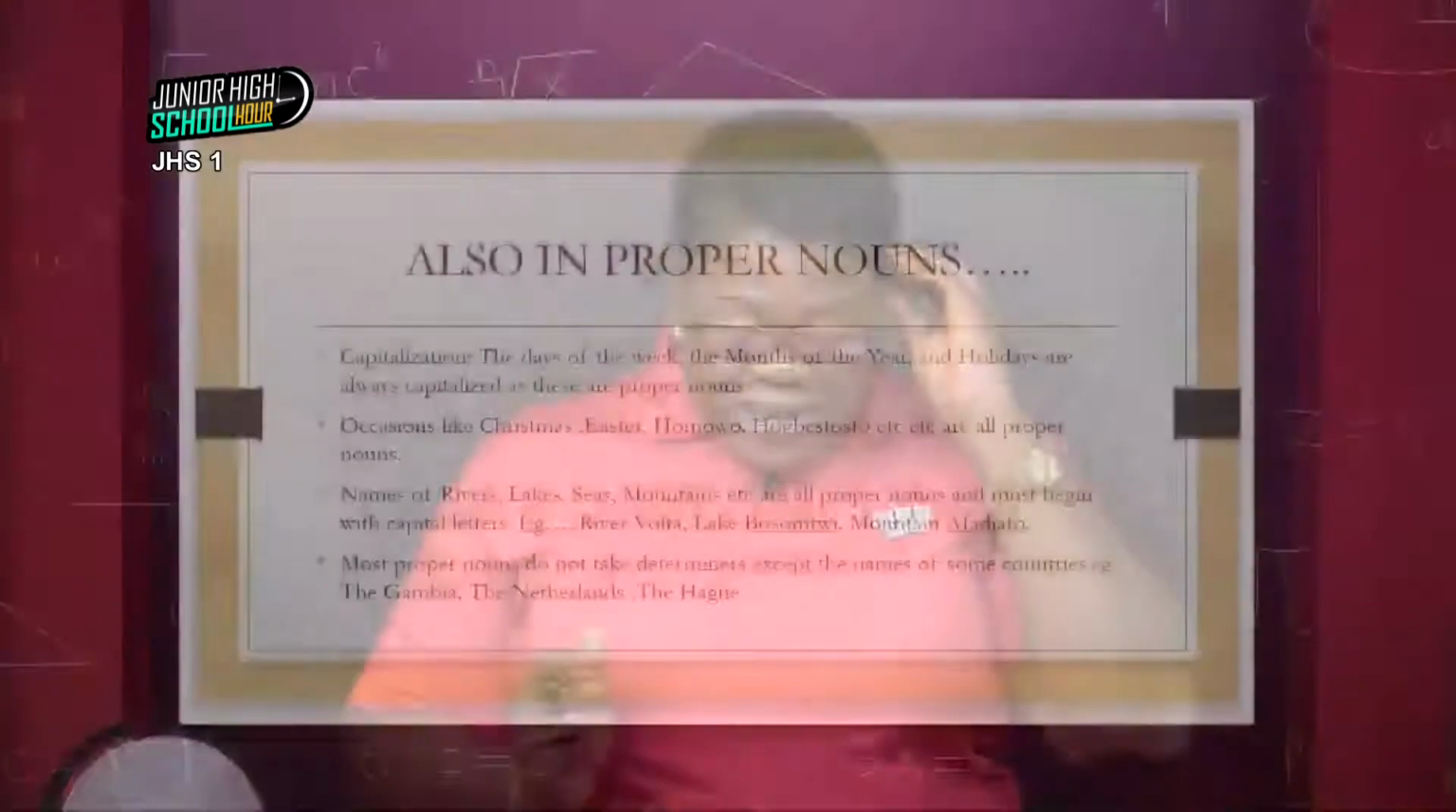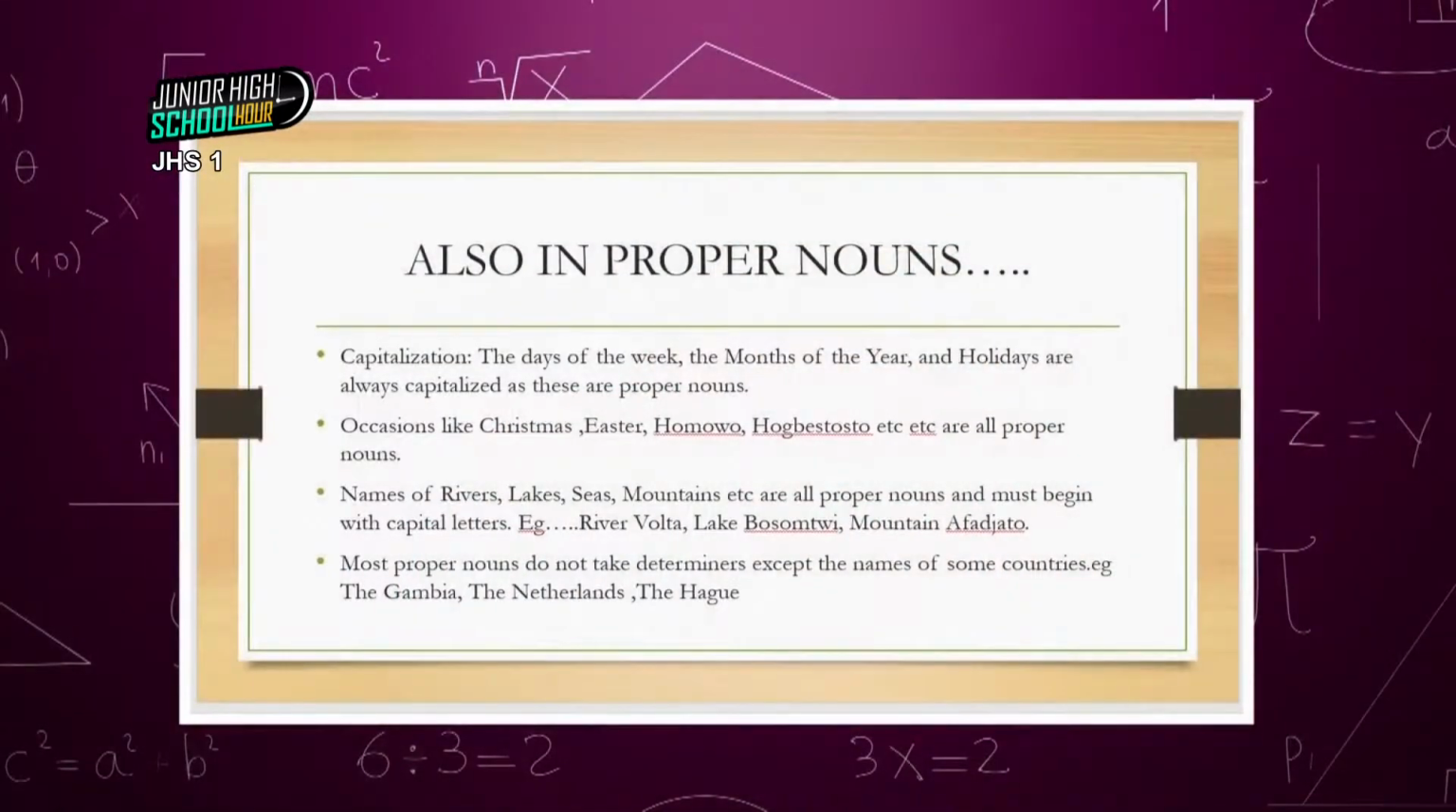I urge you to write more for me, like right now. Okay, so I have written River Volta. We have more rivers. I have written Lake Bosumchi. So what's yours? Please put it down for me. And then we have Mountain Afajato. Write your mountain for me. The seas and the lakes and the rivers are all proper nouns because they begin with capital letters too.